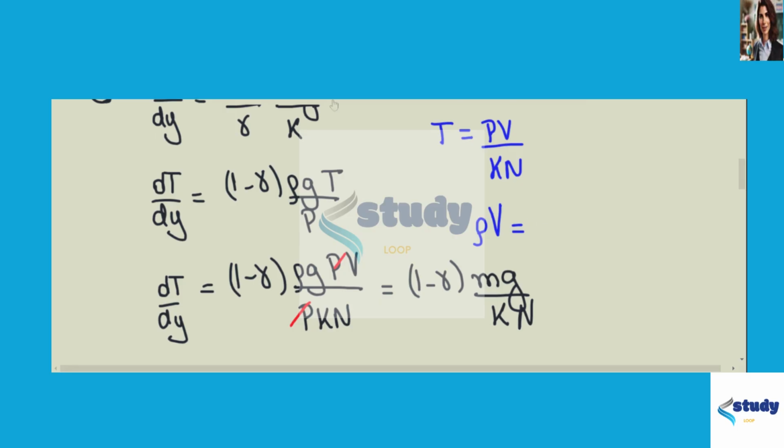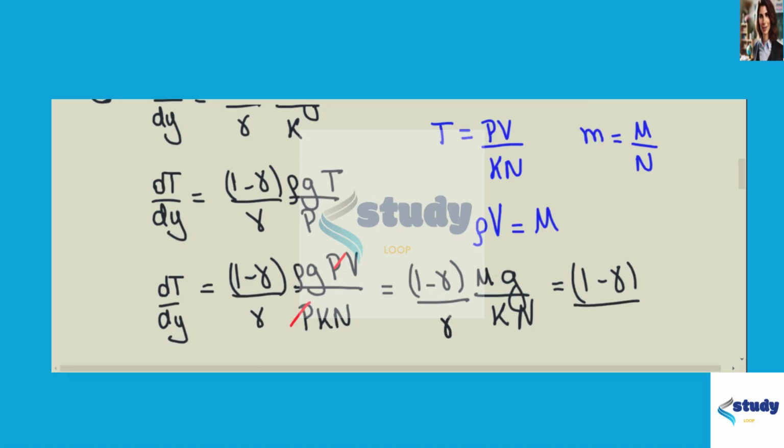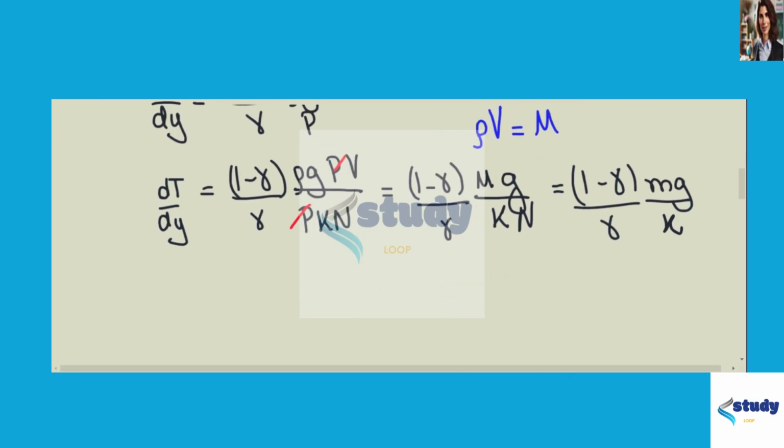Instead of writing it as lowercase m, I'm going to write it as capital M. This is the total mass of the gas, not the mass per molecule. But notice that the mass per molecule, lowercase m, is the total mass divided by the number of molecules. So now we can say that this is 1 minus gamma. Actually, there's a gamma down here. Divided by gamma times m g divided by K is dT dy. This is what we wanted to find.